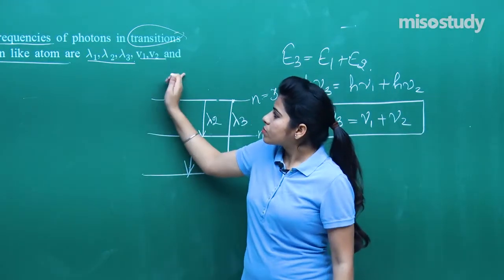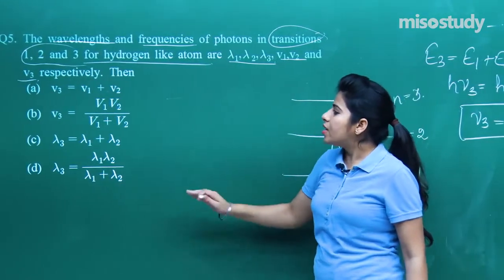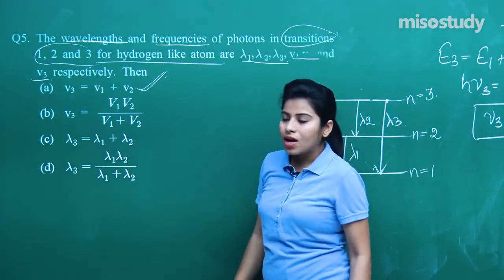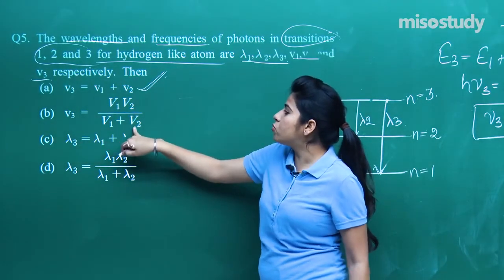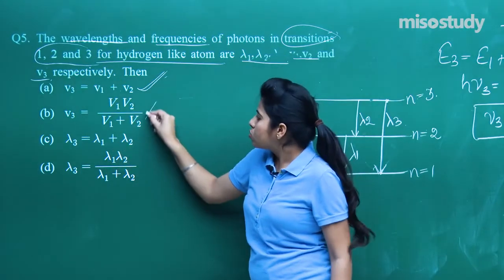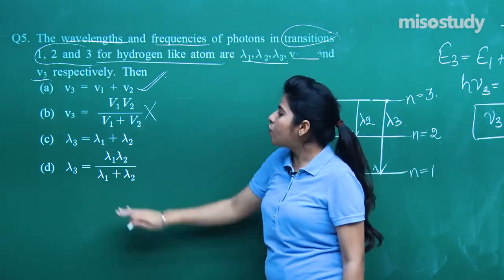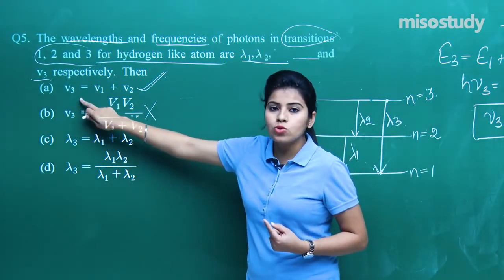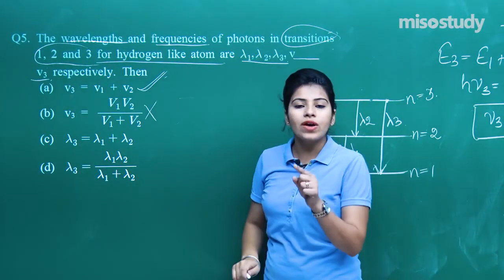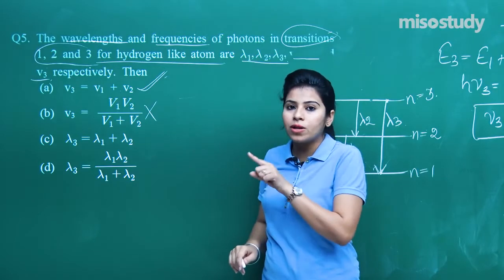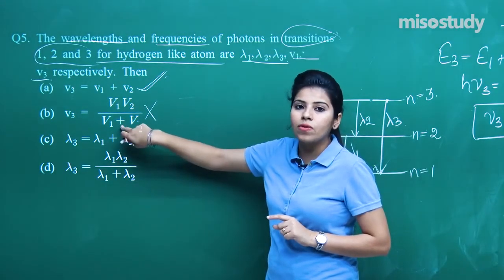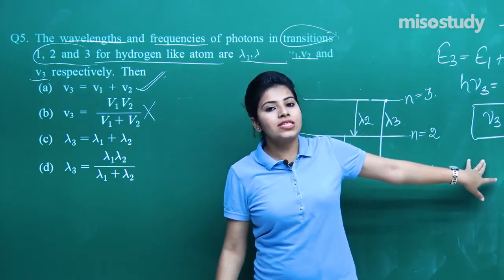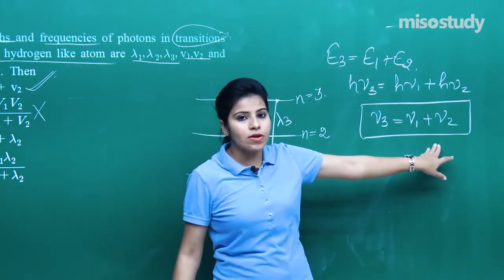Let us see what has been given in the options. We can see here nu 3 has been given as nu 1 plus nu 2. That means this is the correct option. And nu 3 cannot be nu 1 nu 2 upon nu 1 plus nu 2, so this one would be incorrect. Only one option can be correct among these two, whether nu 3 is nu 1 plus nu 2, or 1 by nu 3 equals 1 by nu 1 plus 1 by nu 2. But the latter will not be the correct option, because we have seen that nu 3 equals nu 1 plus nu 2.